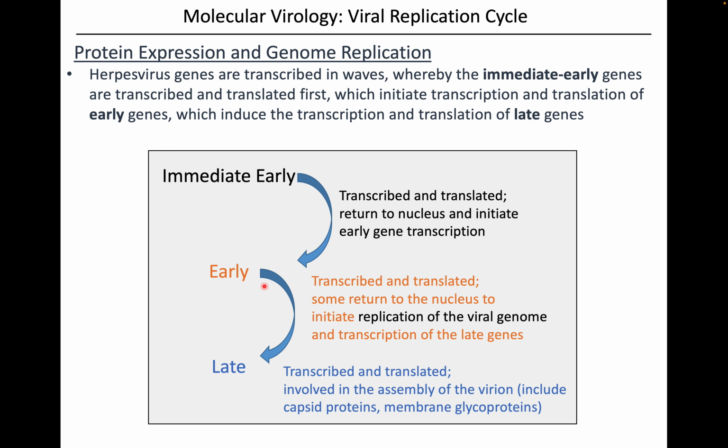And you'll notice here the second wave, the early genes, a lot of those proteins are going to be key for replication, nucleic acid replication. And in the late genes, you're going to have more of the structural proteins, so capsid, those glycoproteins, etc. So again, we think this is really just to ensure that we get the virus genome replicated before we start assembling any virions.